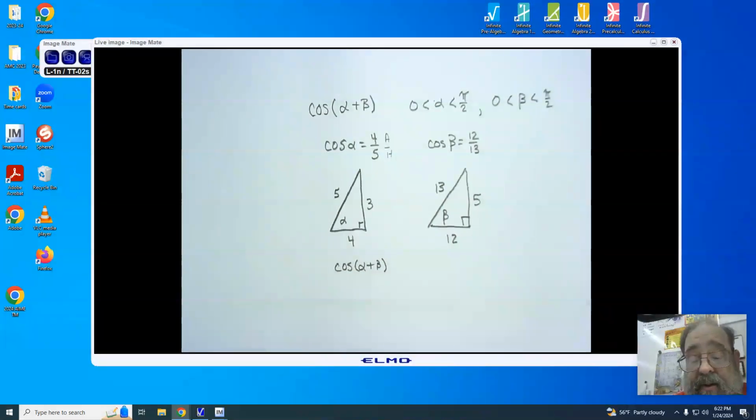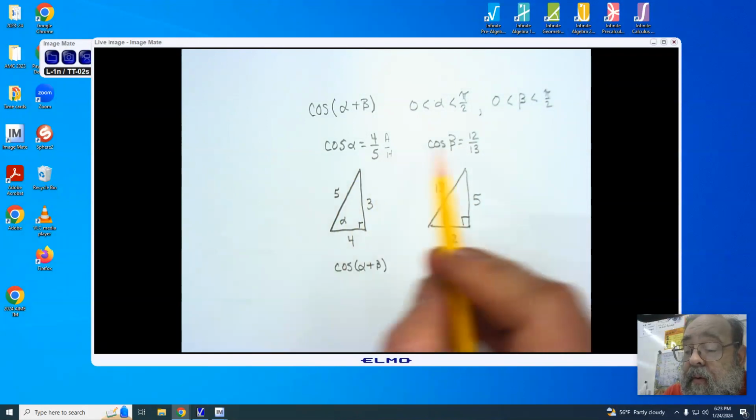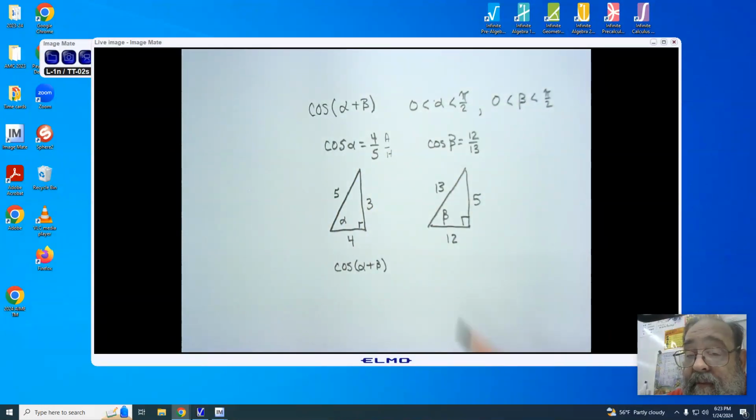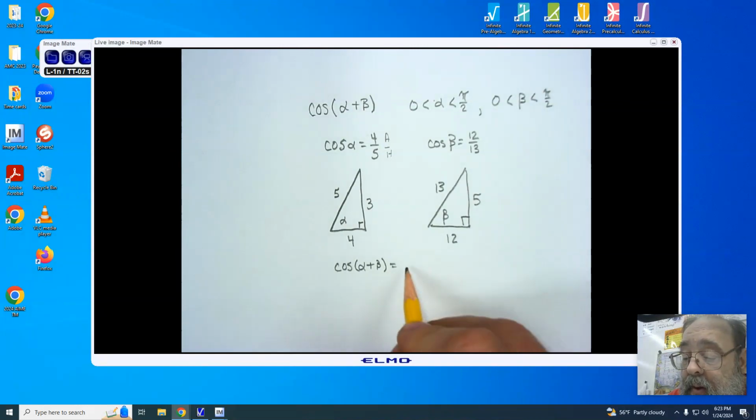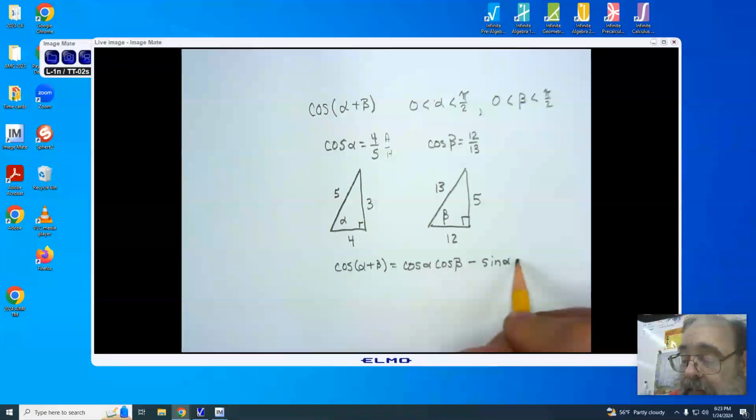Now they could have asked us to do the sine of alpha plus beta. They could have asked us to use the tangent of alpha plus beta or the difference formulas. It doesn't matter. The minute they give us the quadrant and the information, I can find every single piece that I need. So in this case, we're looking at the cosine of alpha times the cosine of beta minus the sine of alpha and the sine of beta.